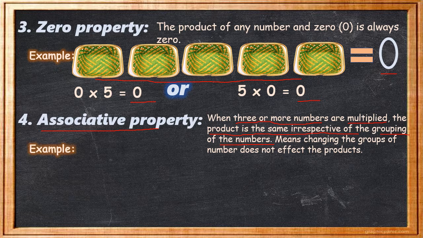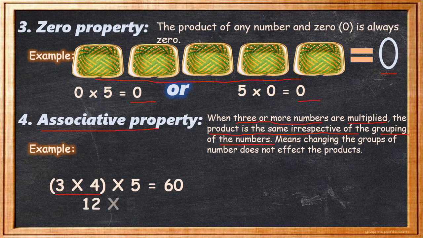Clear? Now just see the example. Here you can see a statement in a bracket, or you can say in a group. 3 into 4 is there, and bracket close, into 5 is equal to 60. How? 3 into 4 is what? 12, and 12 into 5 is what? 60. This is clear.